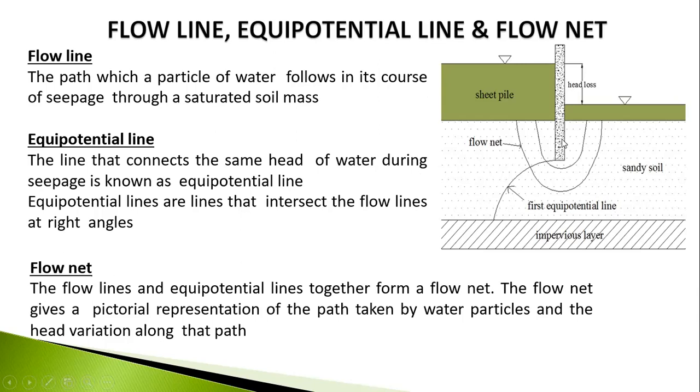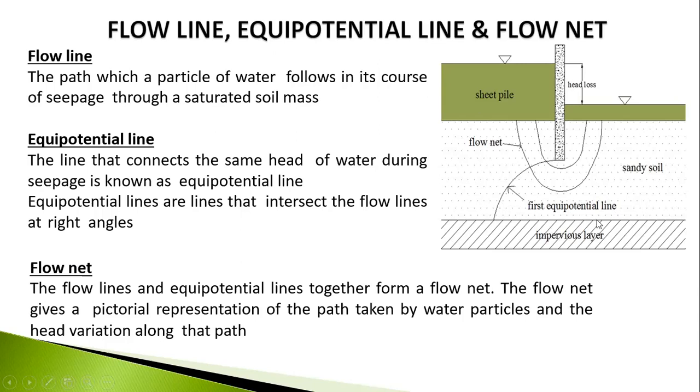So what is a flow net? The flow line and the equipotential line combined make the flow net. These two together are known as the flow net. Here we find the flow line, and here we find the equipotential line. The flow line and equipotential line intersect at 90°, and they also create some squares. We will see that in another figure. Here we see the impervious layer.